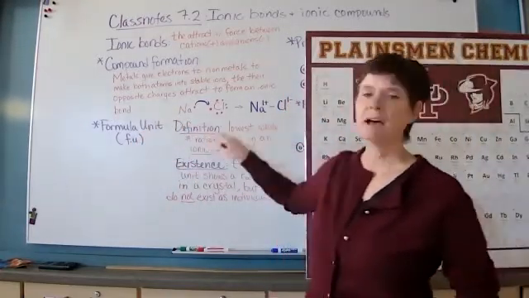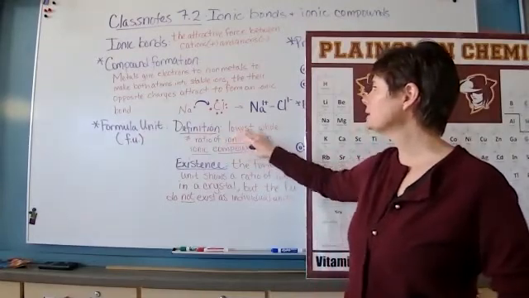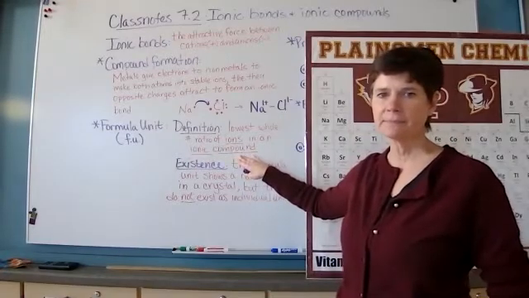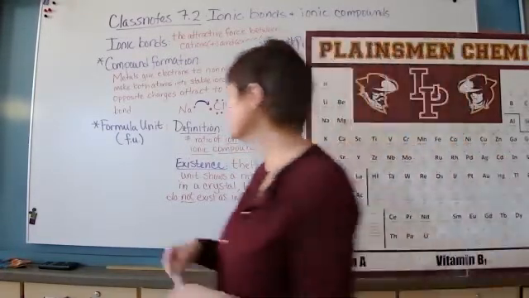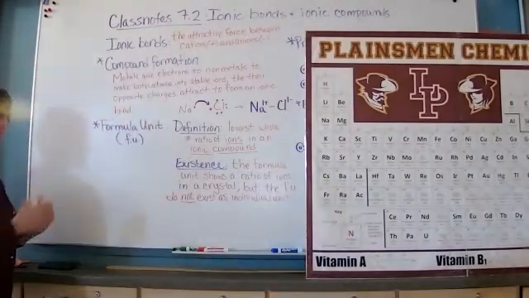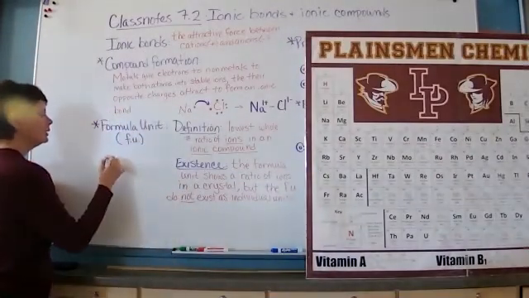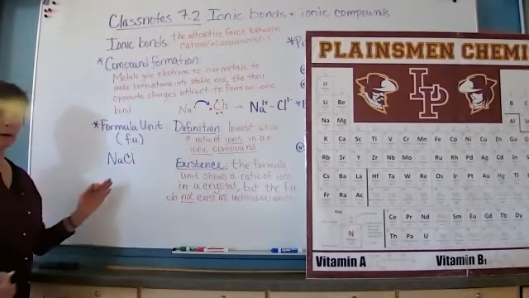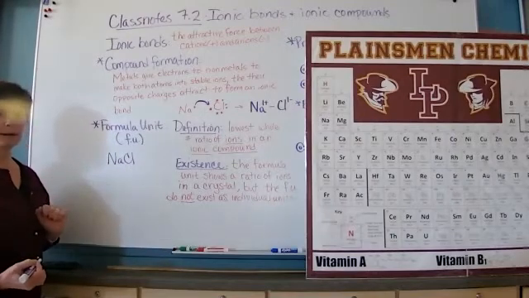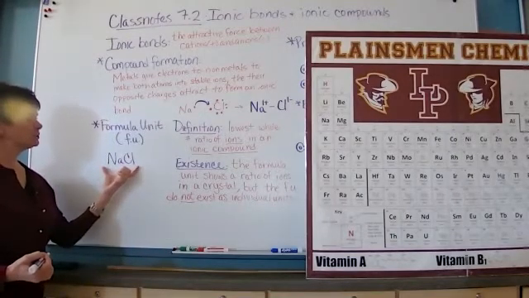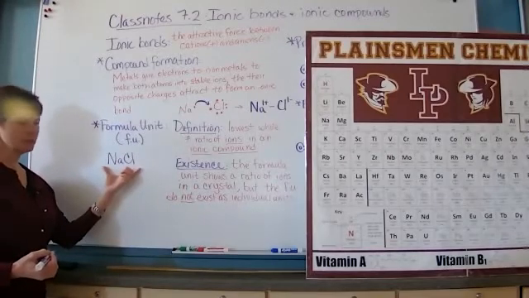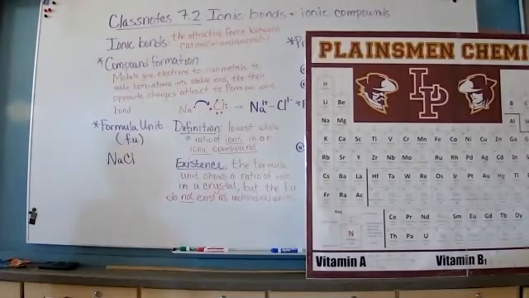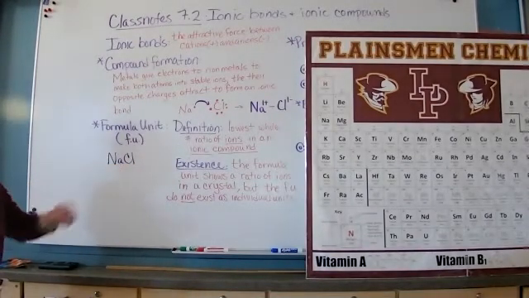The definition of a formula unit is the lowest whole number ratio of ions in an ionic compound, and I'll give an example of this. We'll just use that same example that we had up here. If we show the compound formula for sodium chloride, which is 1 sodium ion and 1 chloride ion, when we refer to a formula unit of sodium chloride, we're really referring to the lowest whole number ratio, which for sodium and chlorine is a 1-to-1 ratio.